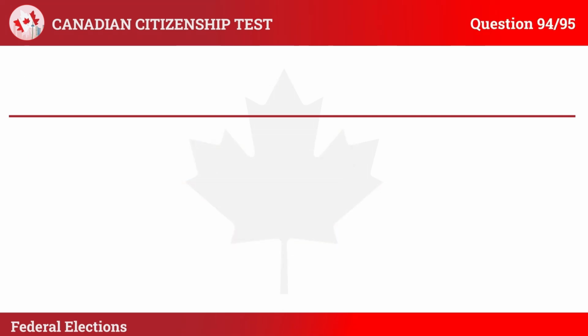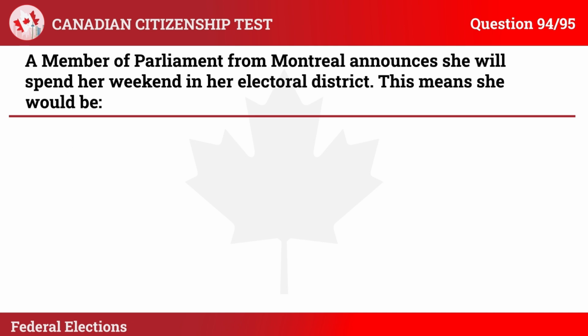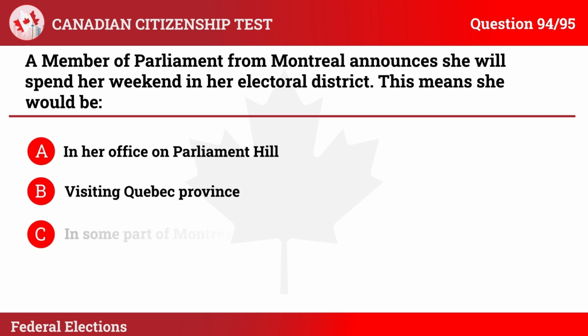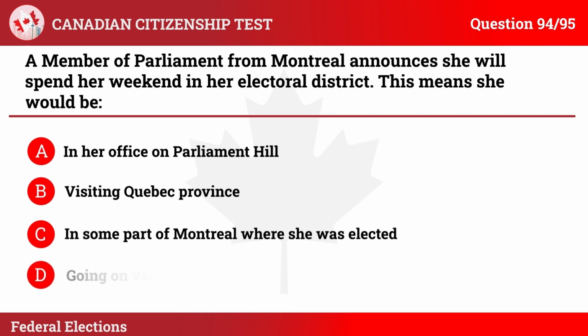Question 94. A Member of Parliament from Montreal announces she will spend her weekend in her electoral district. This means she would be A. In her office on Parliament Hill. B. Visiting Quebec Province. C. In some part of Montreal where she was elected. D. Going on vacation.